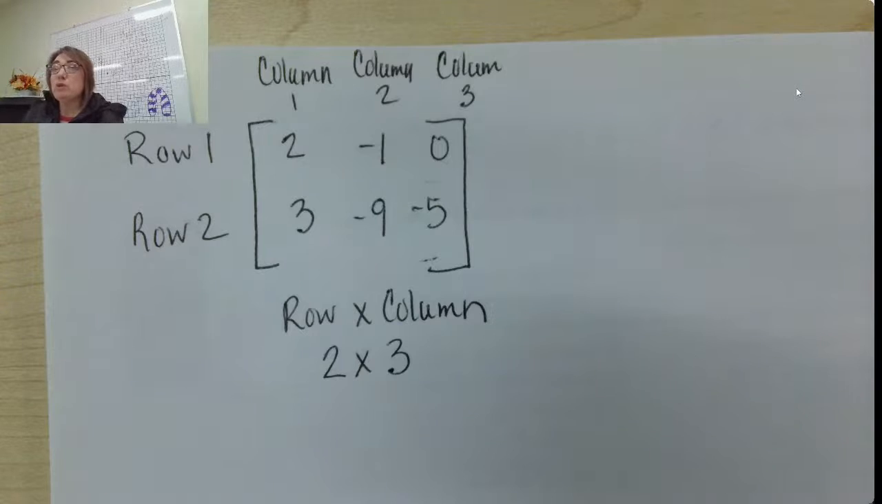Each one of those numbers represents some sort of data in the real world. Like in the real world, if you used a matrix, it would be representing data. It's like a table. That's all it is. Okay? Everybody with me so far?